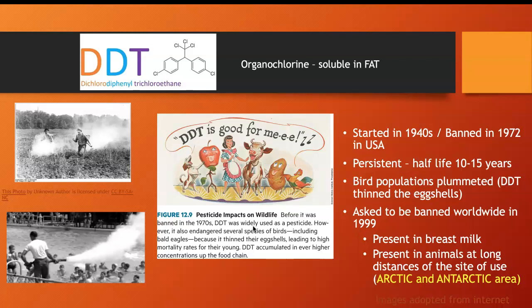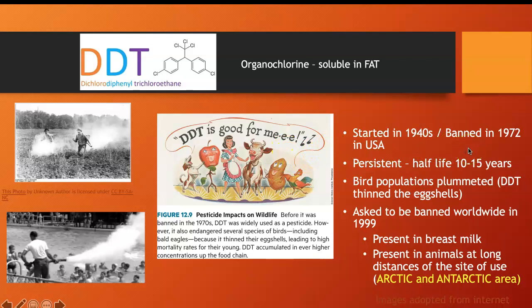It used to be very popular 70 years ago after World War II, because of the malaria problems and a lot of people died from being bitten by mosquitoes, because they carry a lot of diseases. So at that time they invented this chemical and it proved fantastic. It kills the bugs, it kills the mosquitoes. So this is how massively people used it, and they said DDT is good for me.